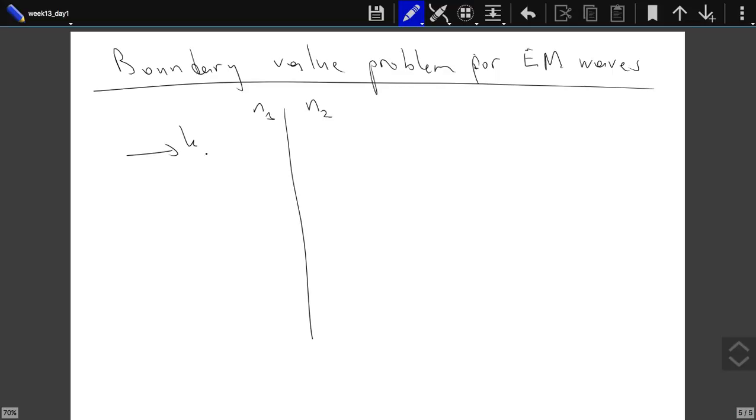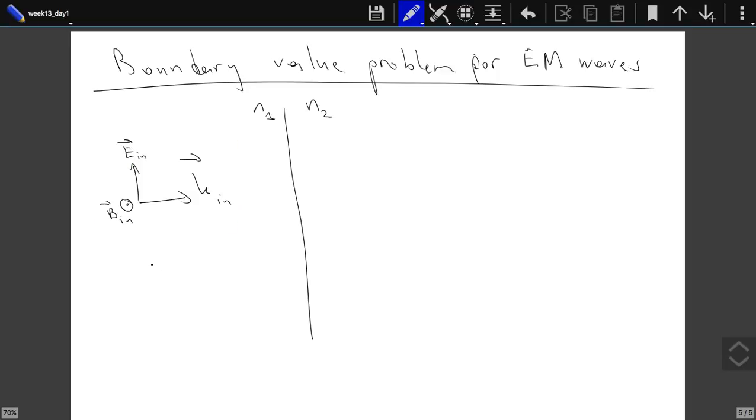So this is my K incident. Say this is my E, the incident electric field. What is the direction of P? Out of the screen. It's K times E. This is my incident wave.